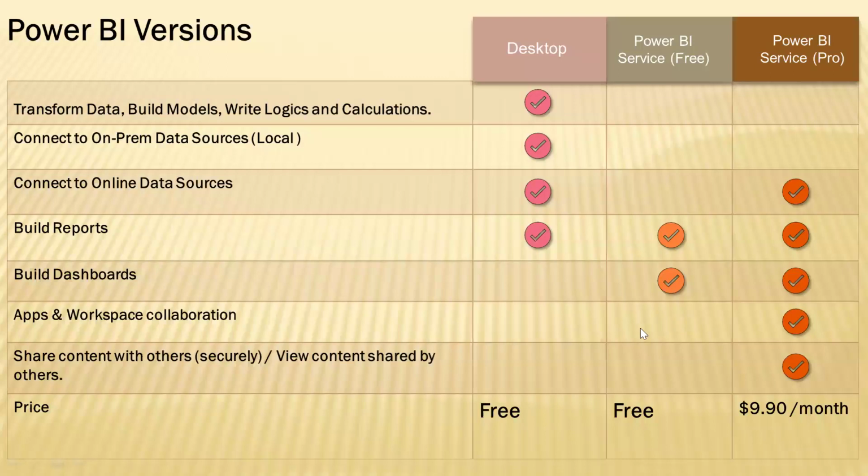Power BI Service free version. Power BI Service Pro: as we mentioned, the last two concepts are very, very important. Apps and workspace collaboration, and sharing content with others. These two things we can do only with the Pro version. Only the Pro version. Is it clear?